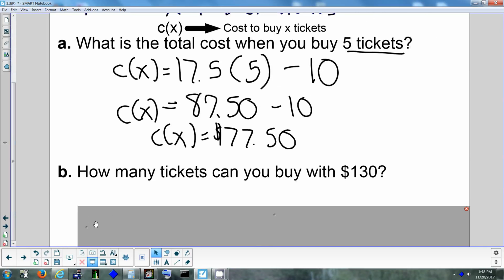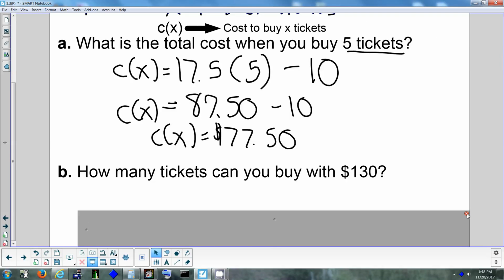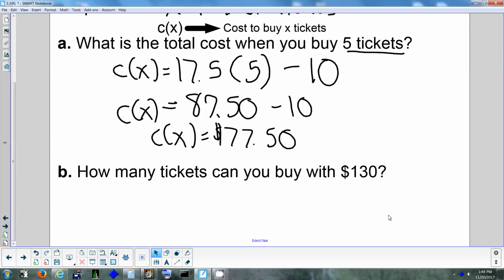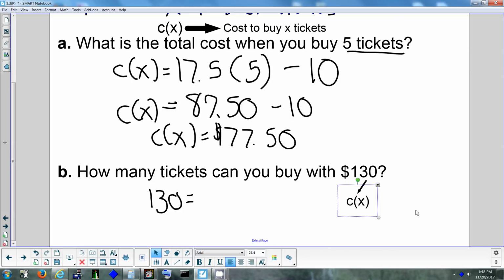We're going to give you total cost, and we want to find how many tickets we can buy with that amount. So, how many can you buy at 130 bucks? What are we plugging 130 in for this time? The cost. What's represented by cost? C of X. Very good. So I'm going to start with 130 equals, after the equal sign, what am I going to have? 17.50 X minus 10.